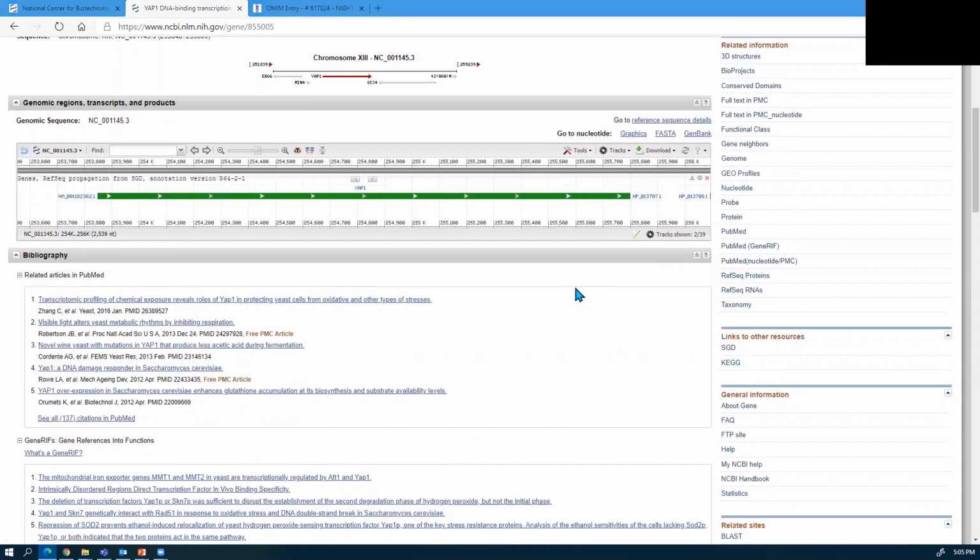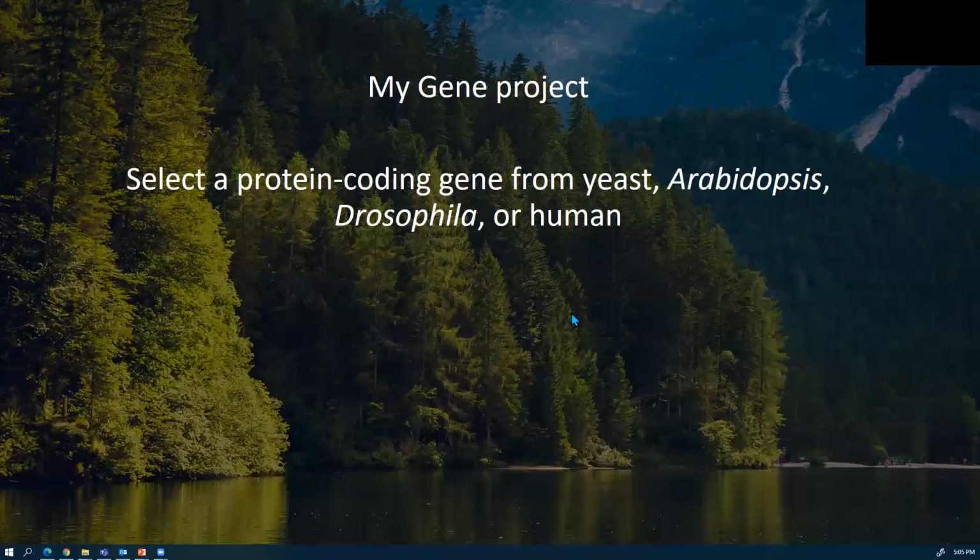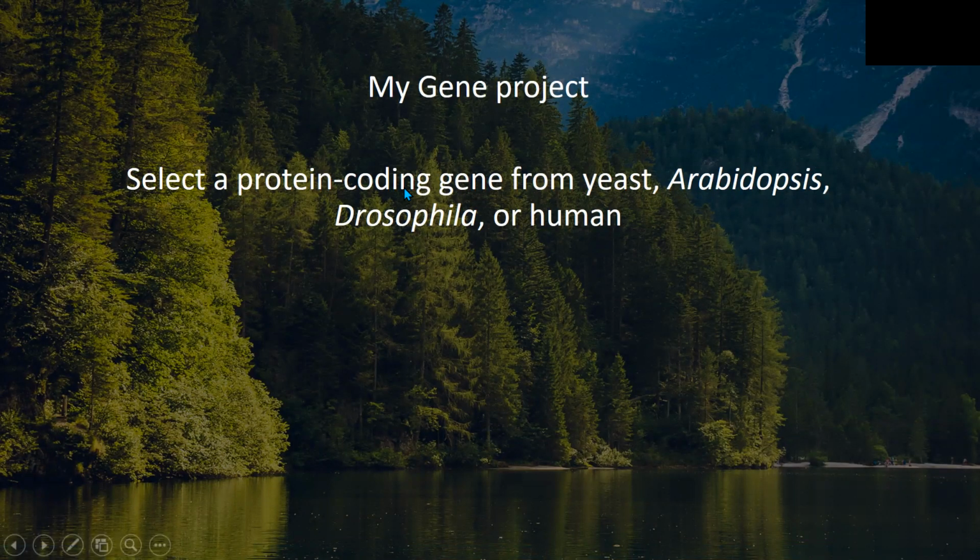So just as a refresher, don't forget, you need to select a protein coding gene from yeast or Arabidopsis or Drosophila or human. And if you have a connection to the topic, that is going to be very helpful. You need to select this before Lab 2, where we're going to begin collecting our information for the project.